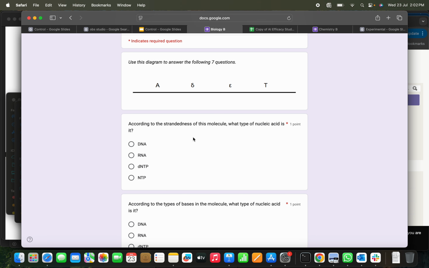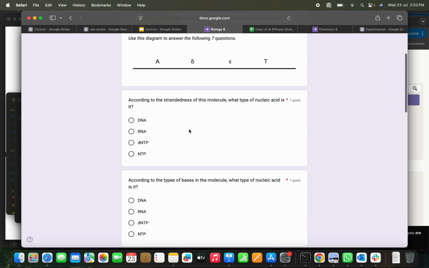According to the strandedness of this molecule, what type of nucleic acid is? This question is beyond my reach, because I have no idea what this symbol means in terms of DNAs or according to the base. Okay, let's stay with this question first.